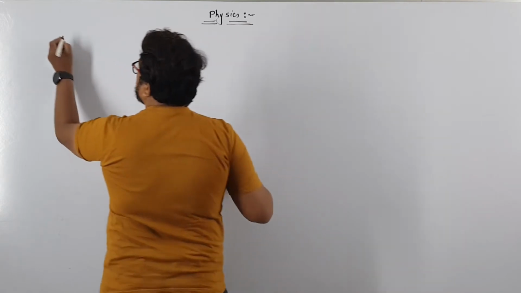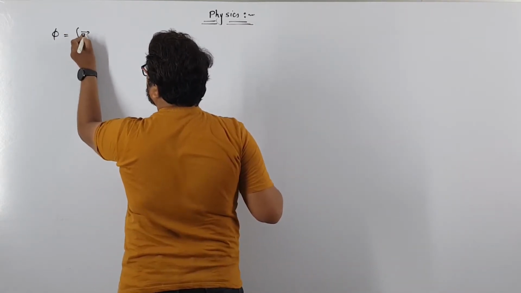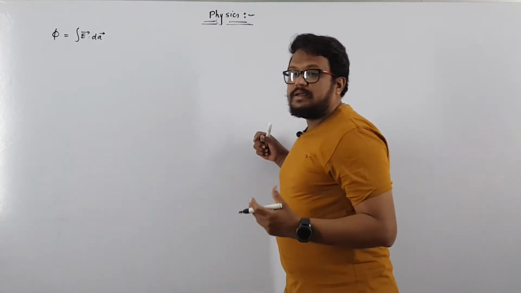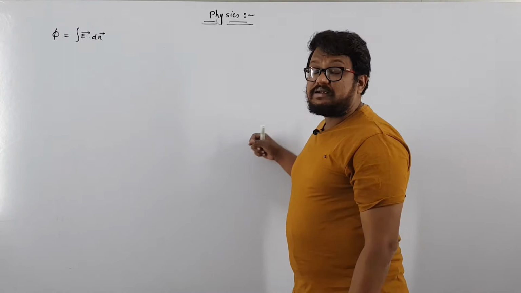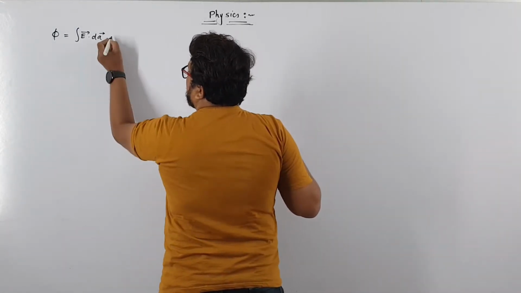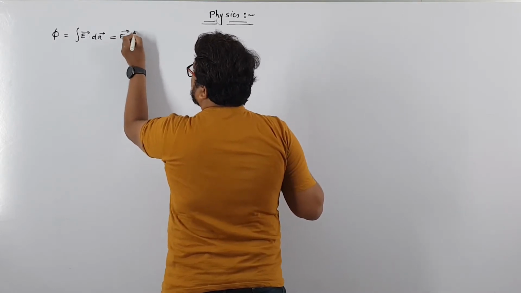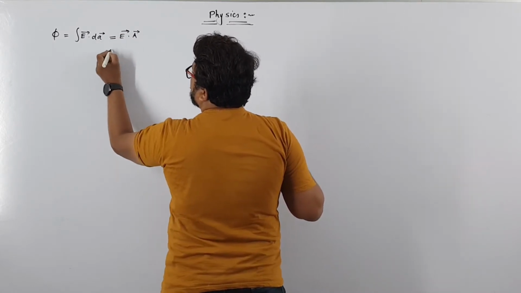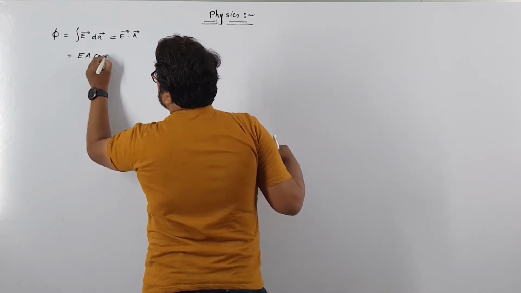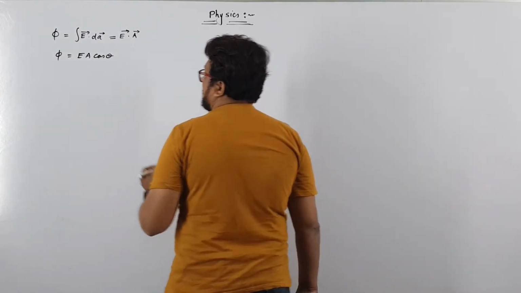So you must be knowing that flux phi is defined as integration of E dot dA for a small element having area dA. If the total area is A, then flux will be vector E dot vector A, or if you want you can write this as EA cos theta, right? So flux phi is EA cos theta.